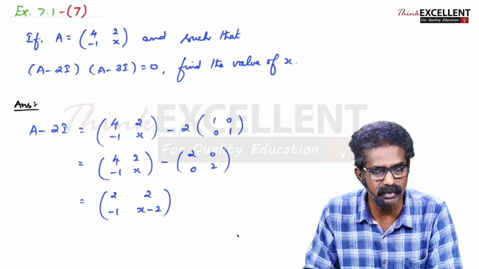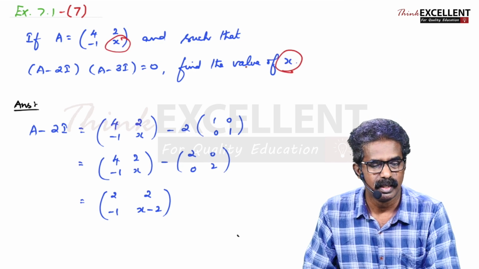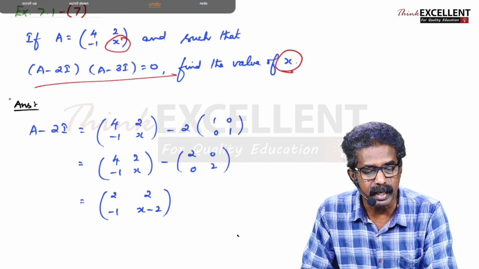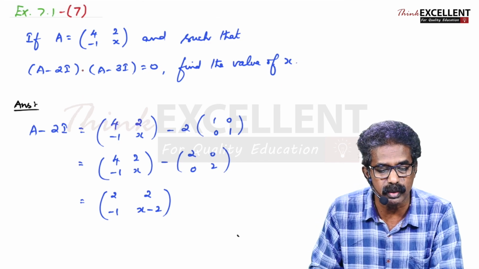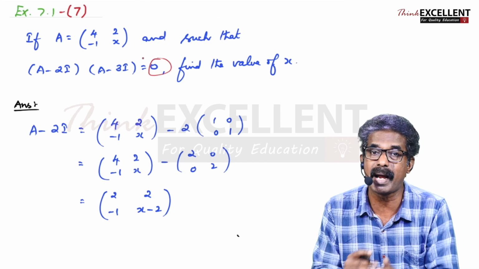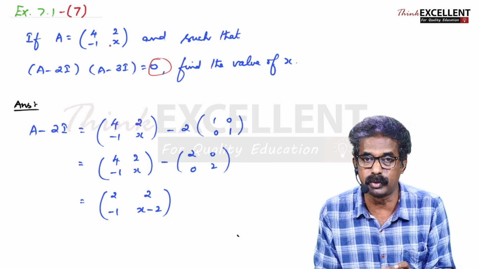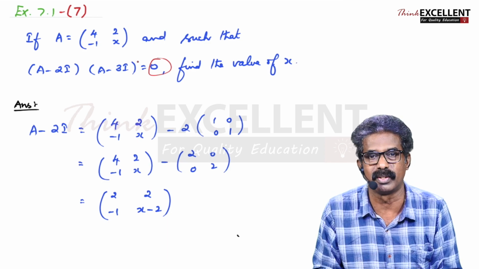Very simple question. If A equal to a matrix, there is an unknown. They asked to find the unknown. One condition given. What's the condition given? A minus 2I into A minus 3I equal to 0. 0 means it is 0 matrix. What order you should take? A is a matrix 2 by 2, so you take 2 by 2 0 matrix, 0, 0, 0, 0, right?